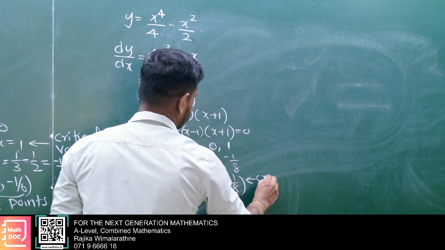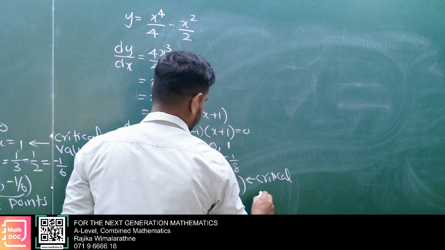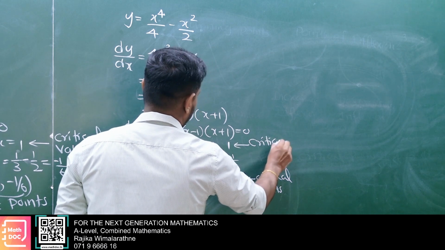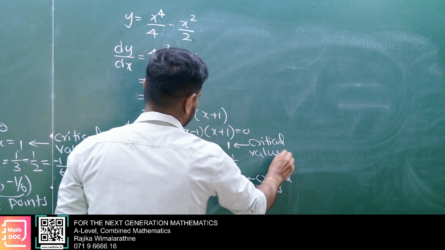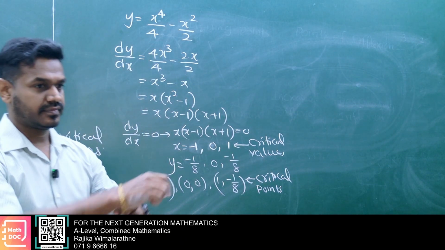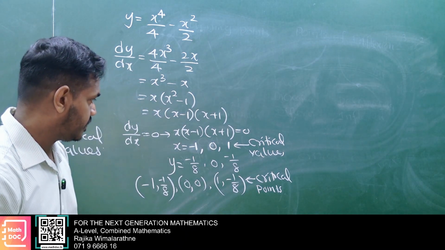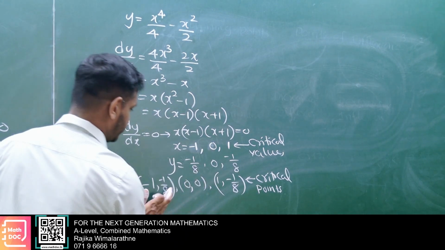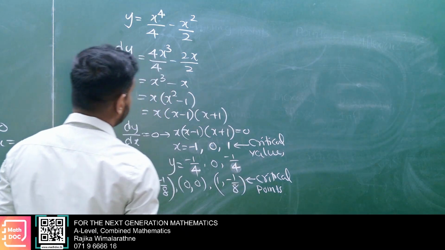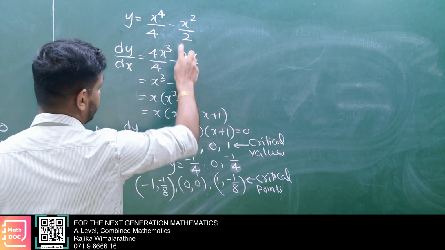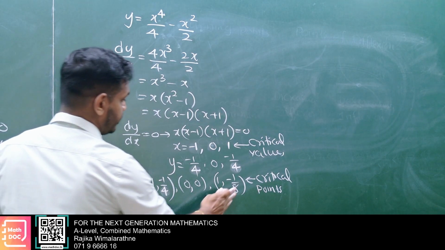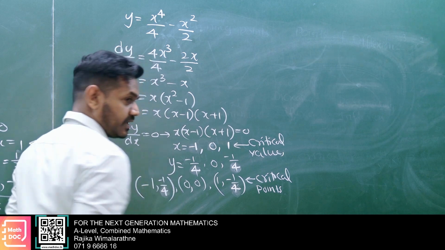Here critical points. Here critical values. One over 4, not 1/8, 1/4. x equals 1: 1/4 minus 1/2, then minus 1/4. Critical point.